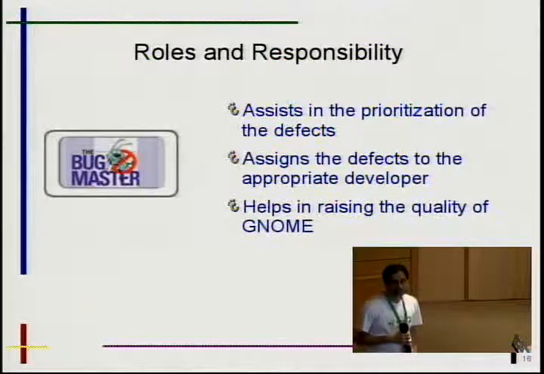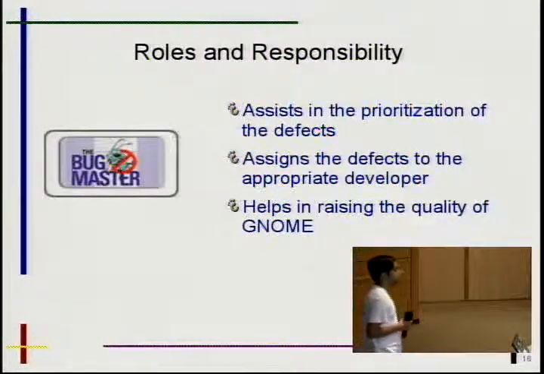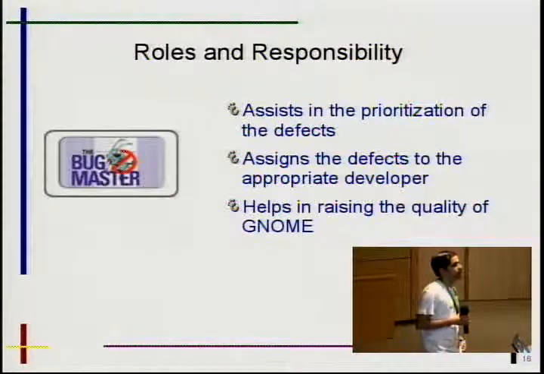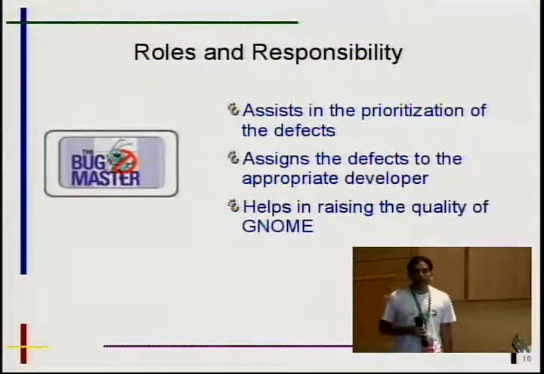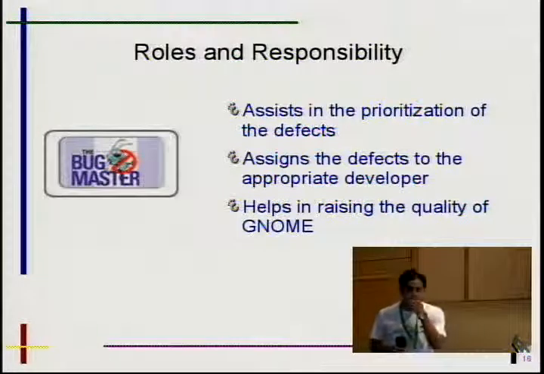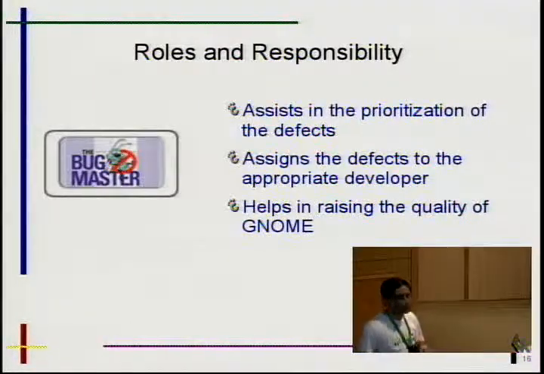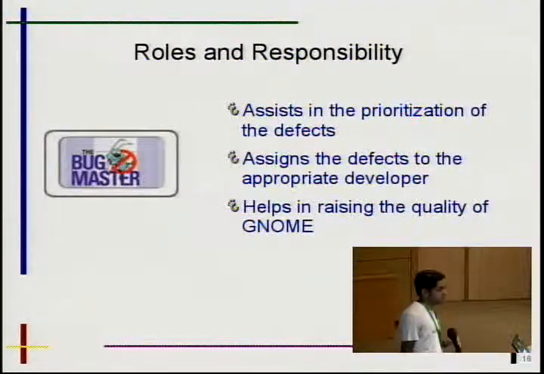The third point is helping to raise the quality of GNOME. It's about finding the right set of bugs and helping users feel comfortable with GNOME. So by doing triaging, you can help GNOME as a product also.